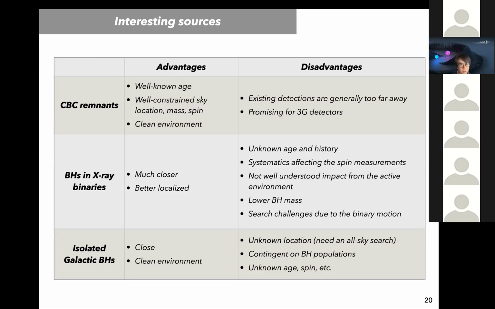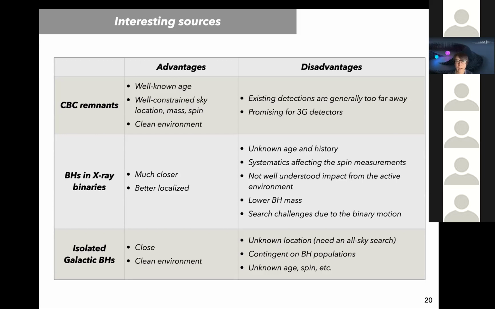And the last category is the isolated black holes in our galaxy. They are also close. They have a cleaner environment compared to the X-ray binary black holes, but their locations are unknown because we don't observe them in EM observation. So we basically need to run an all-sky gravitational wave search, looking for any possible emitter from the galaxy. And if we don't detect a signal, we will have some difficulty in interpreting the results, which might rely on assumptions about the black hole population and black hole properties like age and spin. I'll also give more explanation about this later.